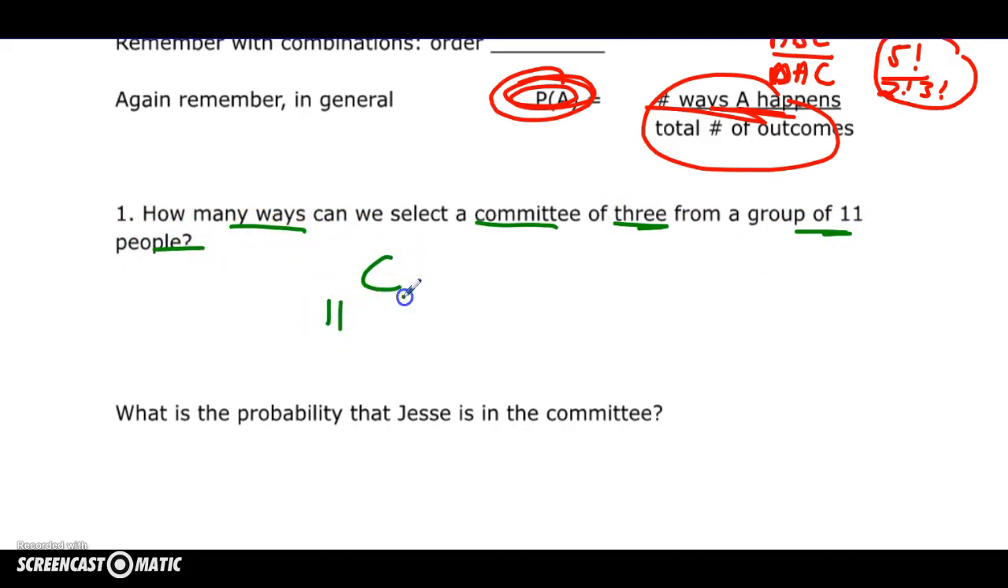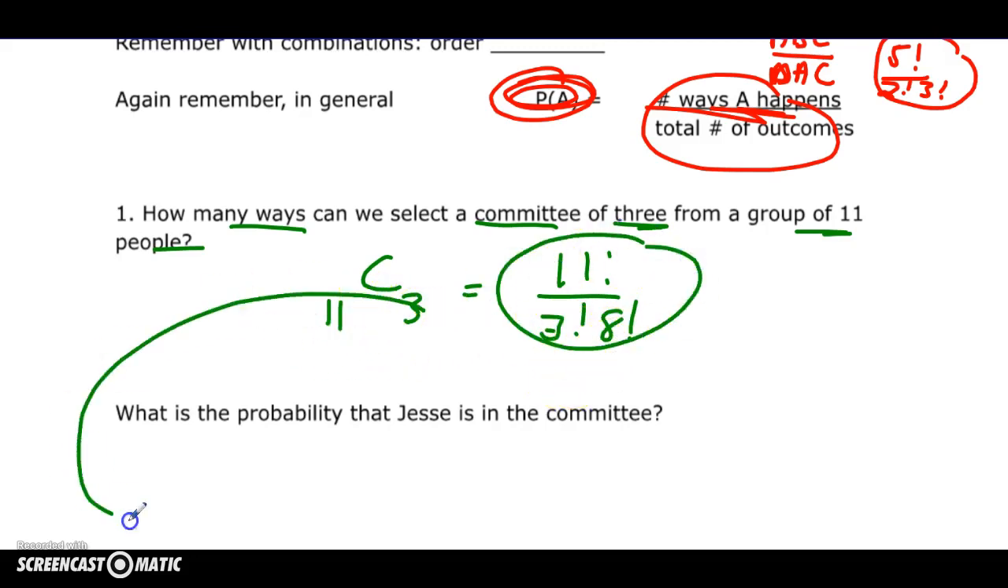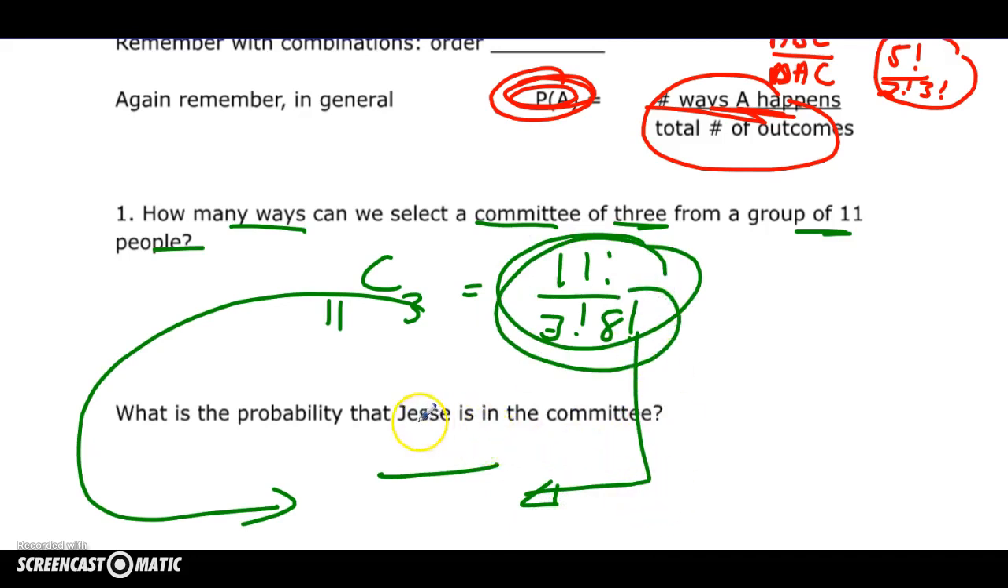It's just 11 people, you choose 3, so that's 11 factorial over 3 factorial and 8 factorial. You can write the 8 factorial first, and then the 3. That's a number, and that's going to be your denominator in this question. Just like before, you have to figure out the denominator and the numerator. Total number of ways is on the bottom. The question is, how many ways can we have Jesse in the committee?